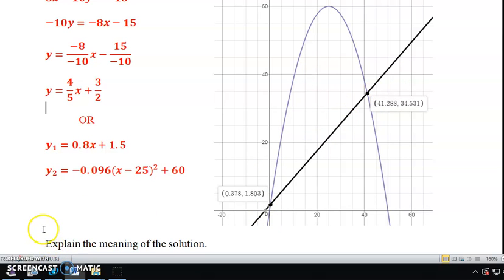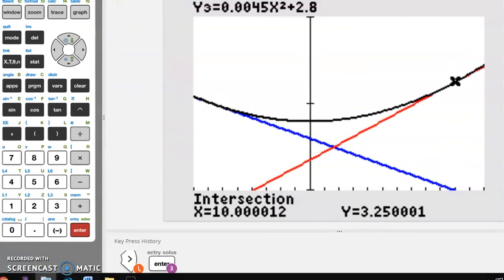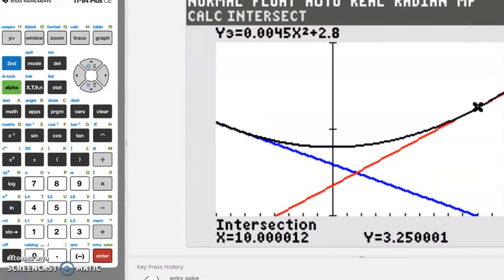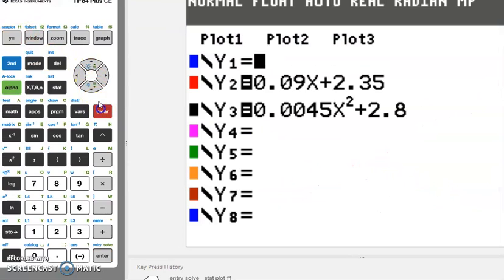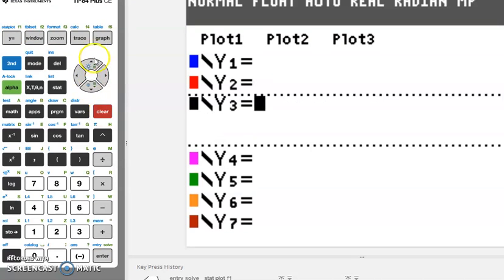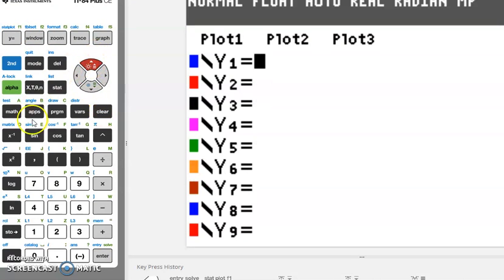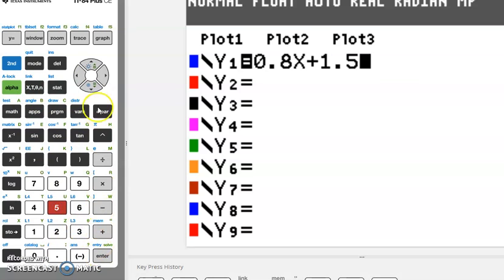Okay? So I'm going to do this for you in the graphing calculator, of course. So again, we do y equals. We're going to clear our graphs from our previous example. The first one is going to be decimal 8x. Let me open 0 just so you see it. 0.8, actually that was 4/5 plus 3/2, which is 1.5.